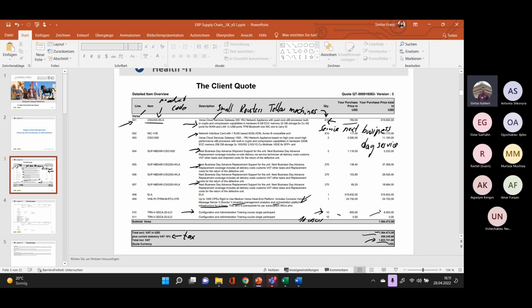So you see here, this quote has a certain number. In this case, 16583, and it's QT. This is the quoting tool of the ERP system, which creates such numbers. In version 3, you can see here 2 other quotes have been created before.